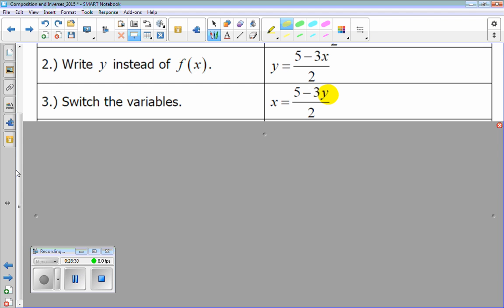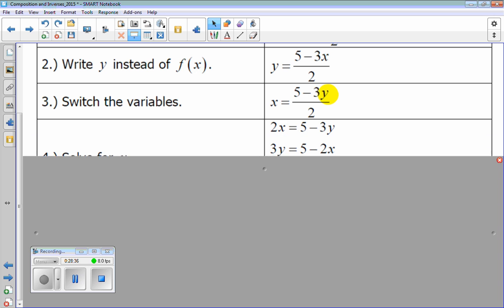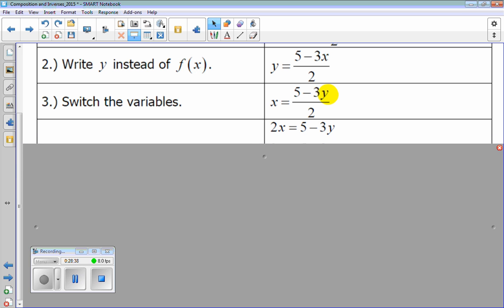How would I get rid of the 2? Multiply by 2. That's what we're going to do. I'm going to multiply both sides by 2 here. Okay? So I multiplied both sides by 2. Any questions on where that came from? When I multiply the right-hand side by 2, it cancels. And the left-hand side by 2, it stays with the x. I got rid of the 2.